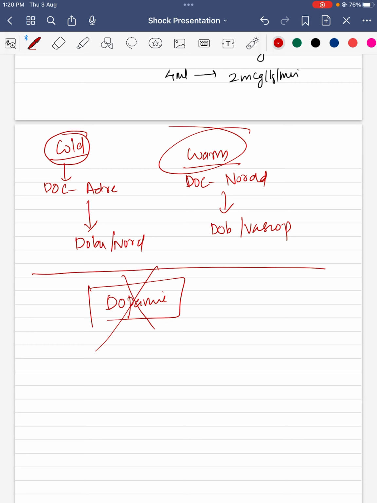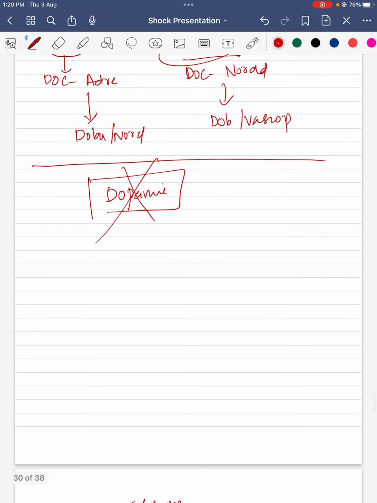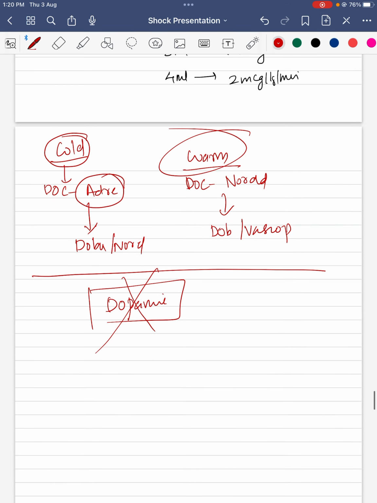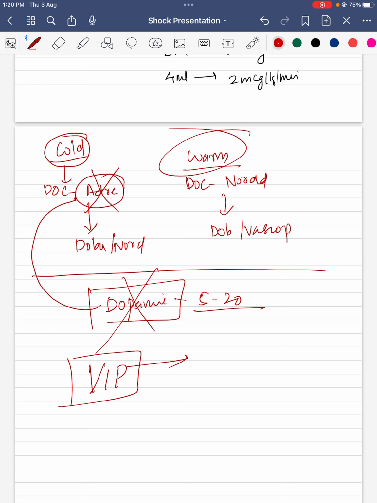As per the latest guideline, dopamine has no role in shock management. When the adrenaline is not available in your unit, you can replace it with dopa with a starting dose of 5 to 20. Understood? This much clear? So please note the point, very important point.